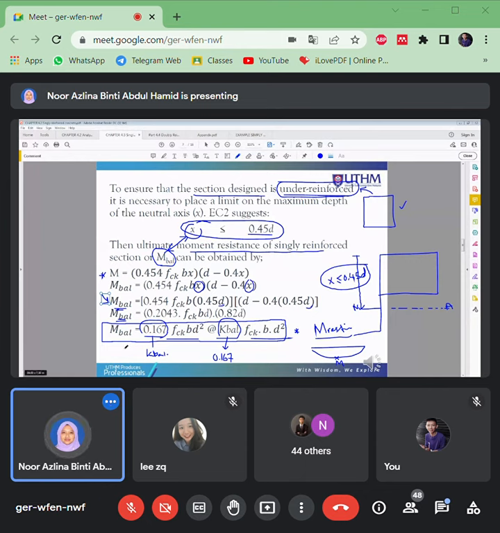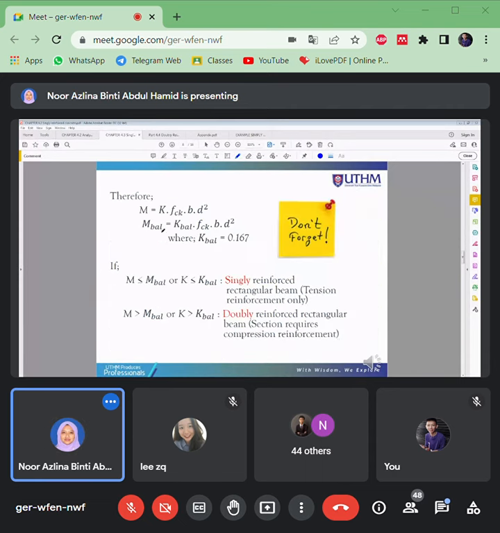While this moment balance is according to the grade of concrete, to the beam section that you provide, that you propose here. So that means it is based on the section, on the size that you propose, whether it can support this moment that applies on the beam here. Okay, so therefore moment is equal to moment balance is equal to K balance fck bd² here, where K balance is 0.167.